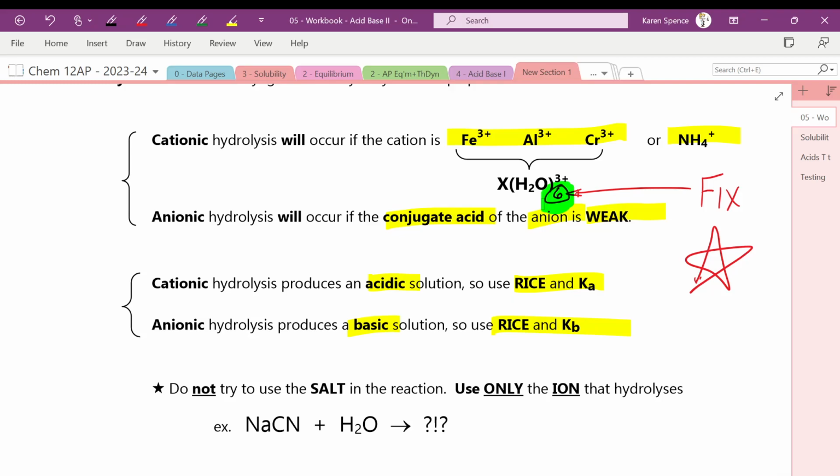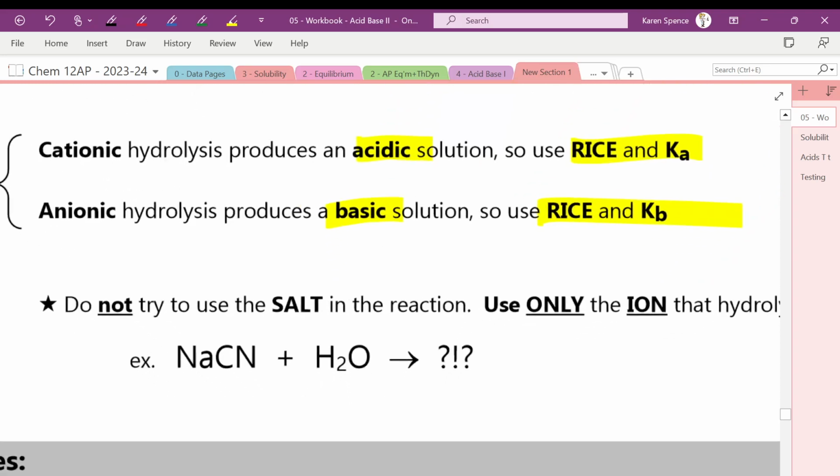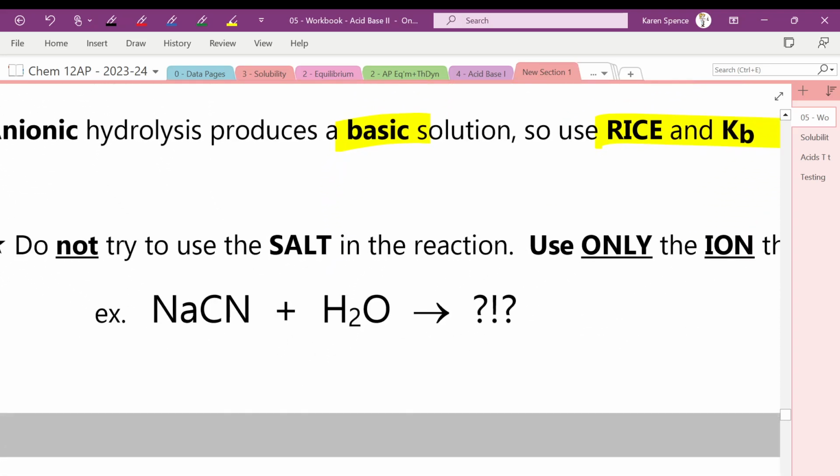If you're asked to calculate the pH of a salt, do not just try to react the salt with water. Exactly. Do you know how often I see this? People start writing random formulas over on the right-hand side. They're just making stuff up. And I'm like, no, you must separate the ions first.